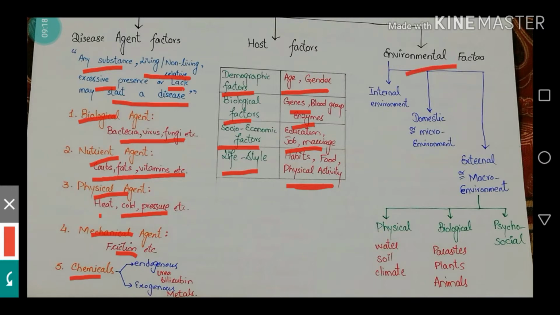Then talking about environment. Environment is divided into different types: internal environment, domestic or microenvironment, and external or macroenvironment, which is further divided into three types: the physical, biological, and psychosocial. By physical external environment we mean water, soil, climate, and by biological we mean the parasites, plants, and animals which are around us. Psychosocial environment is that in which we learn about different behaviors, how to interact with different people, how these interactions have a positive or negative effect on our health.